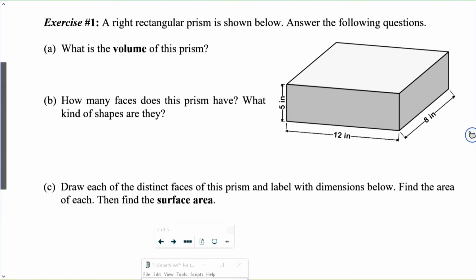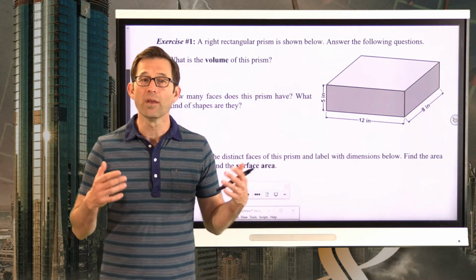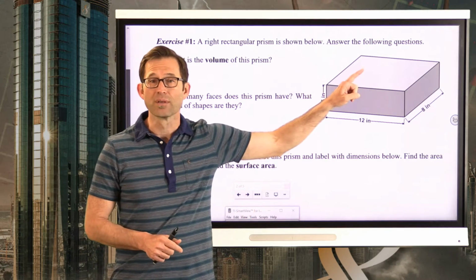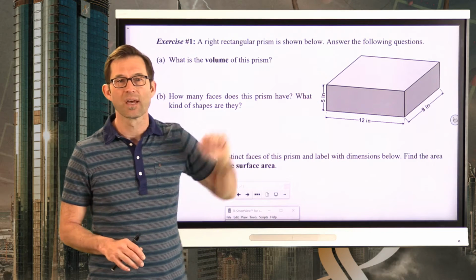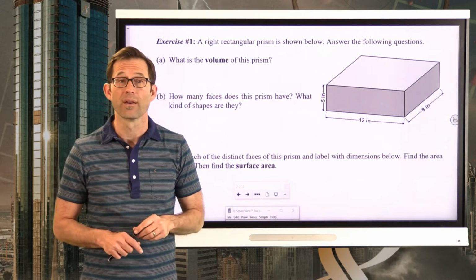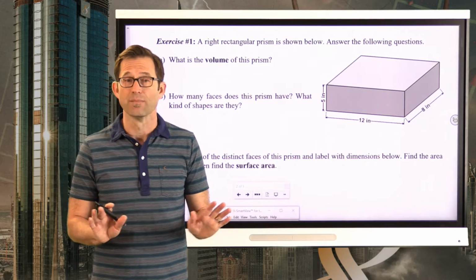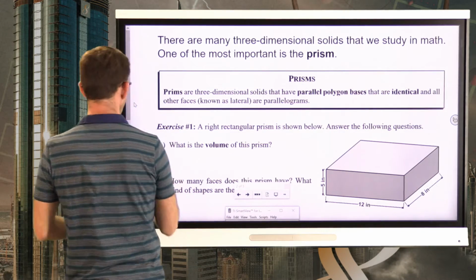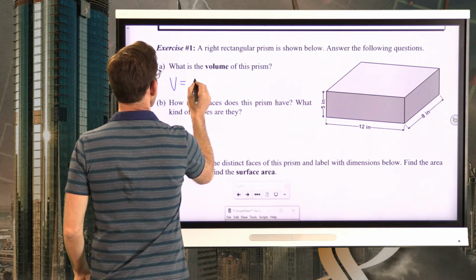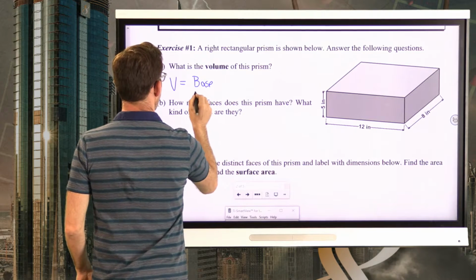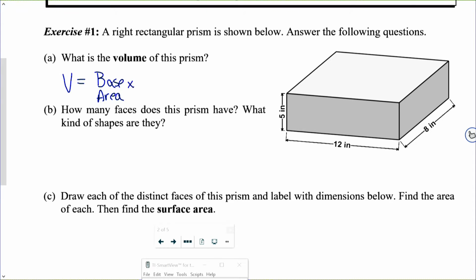A right rectangular prism is shown below. Answer the following questions. Letter A, what is the volume of this prism? Well, prisms are kind of interesting objects because the top of the prism and the bottom of the prism, the bases, are identical. And any horizontal cross-section that you make of a prism will also be identical. Because of that, the volume of all prisms is simply given by the base area times the height.